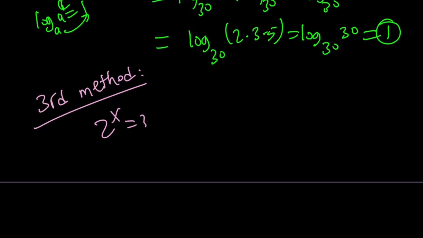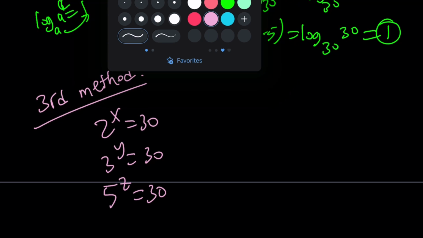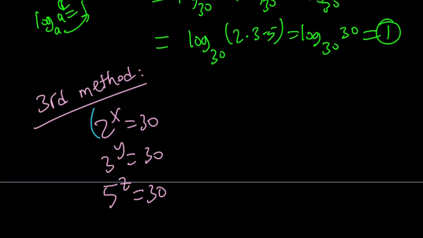2 to the x is 30, 3 to the y is 30, and 5 to the z is 30. Let's take the first one. Can I raise both sides to the power 1 over x? Of course, provided that x does not equal 0. And you probably know x does not equal 0 because 2 to the power 0 equals 1, which doesn't equal 30. So we can do it. But when you do, the x cancels out, and you end up with something real cool, which is 30 to the power 1 over x equals 2.